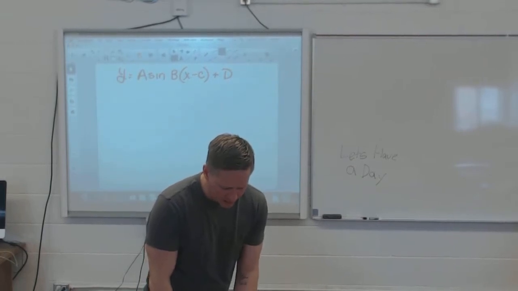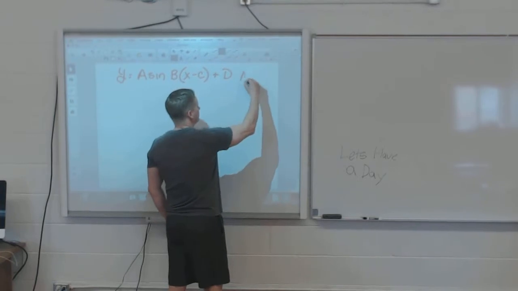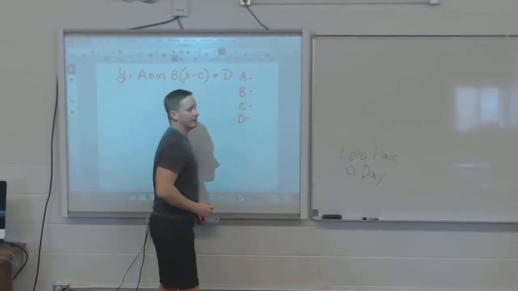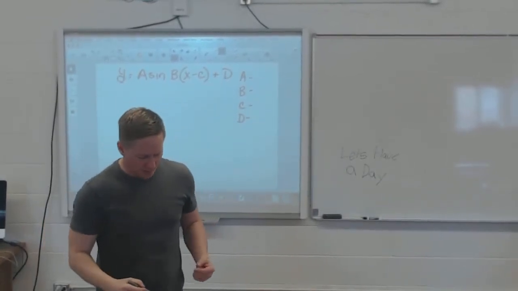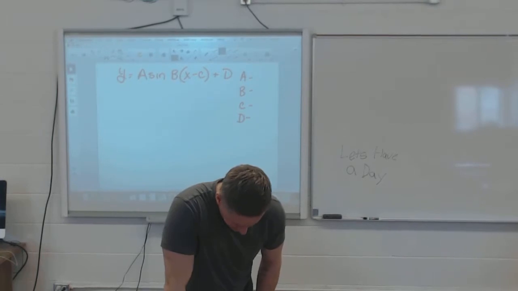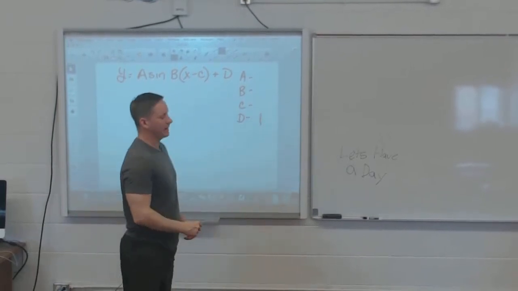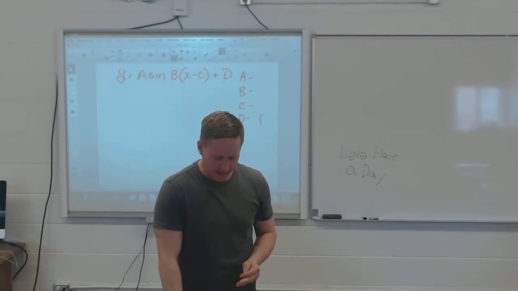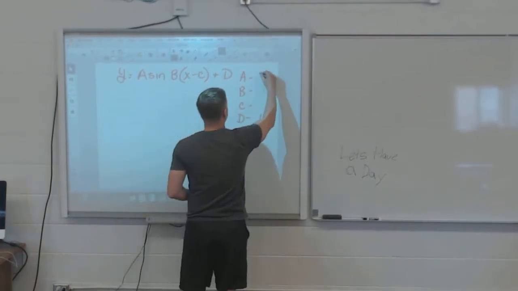The first thing I would do is find these values, right? And the value I always start with when I'm looking at a graph is the midline. So what's the midline of that graph? Plus 1. Okay. So everything's moved up 1. So from the midline, let's find the amplitude then. What's the amplitude of that graph? 4. Okay.